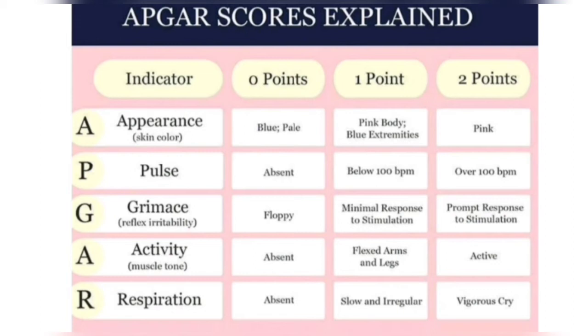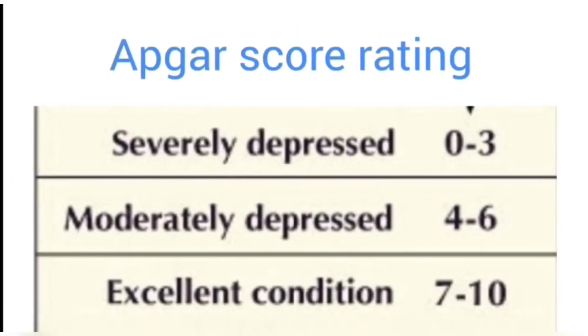This is the scoring of APGAR. A indicates appearance, P indicates pulse, G indicates grimace, A indicates activity, and R indicates respiration. That is APGAR. Total score of APGAR is 10 points.